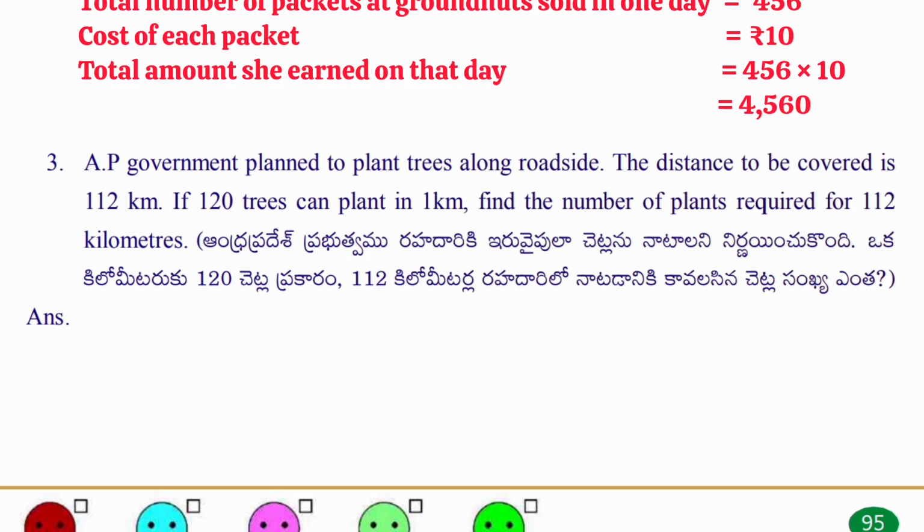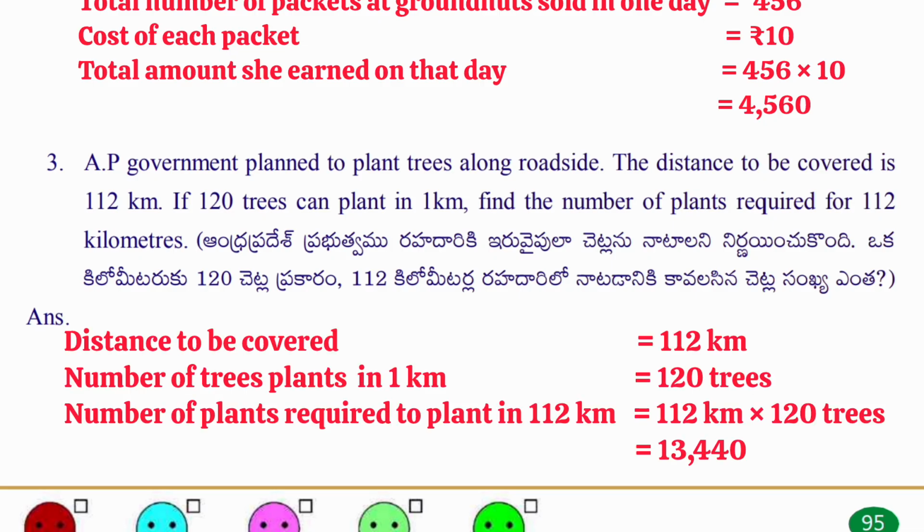Let's see the answer. Distance to be covered is equal to 112 km. Number of trees planted in 1 km is 120 trees. Then the number of plants required to plant in 112 kilometers is equal to 112 kilometers multiplied by 120 trees. So if you do the multiplication, you will get the answer as 13,440. So therefore 13,440 plants are required for 112 kilometers.